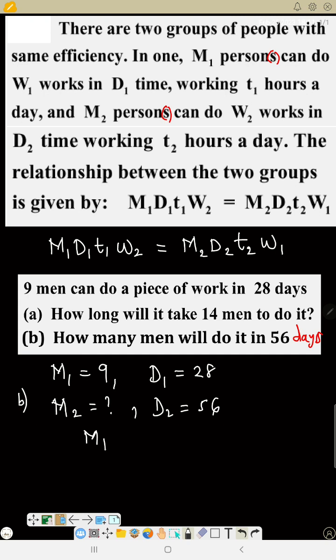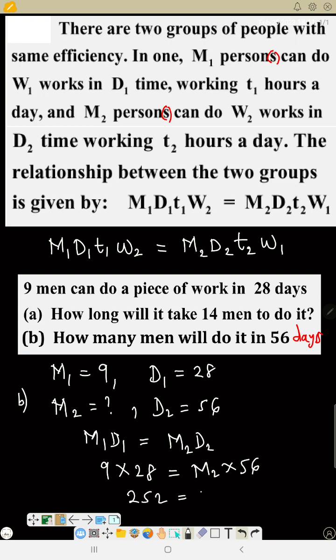So the same formula, M1 D1 equals M2 D2. So substitute M1, that is 9 times 28, equals M2 times 56. So 252 equals 56 M2. So you can also divide both sides. So M2 is 252 divided by 56. So M2 is 4.5. So that is the answer.